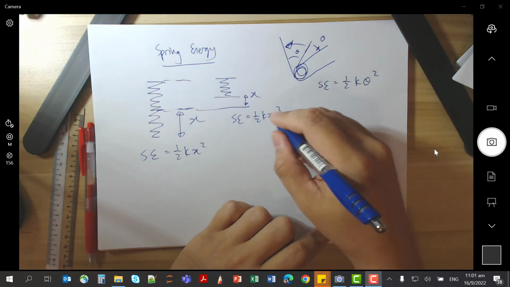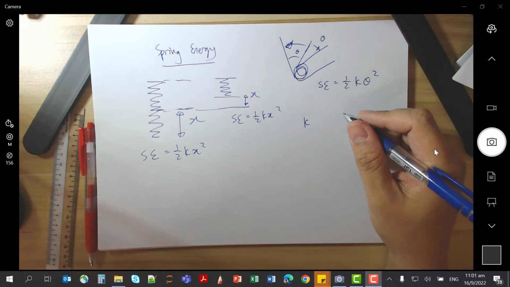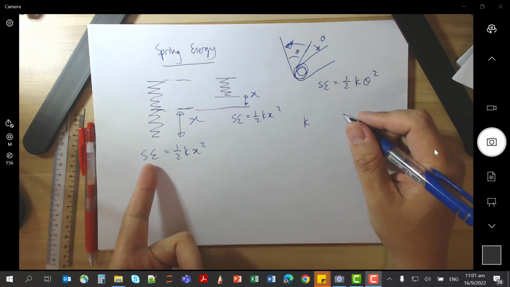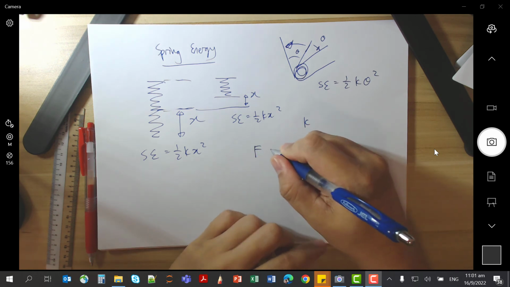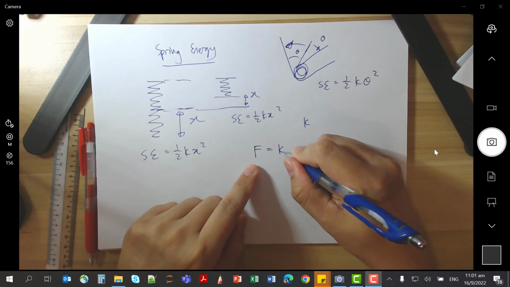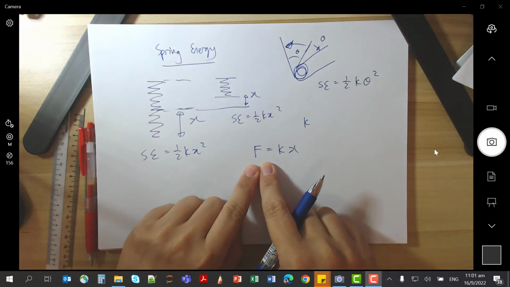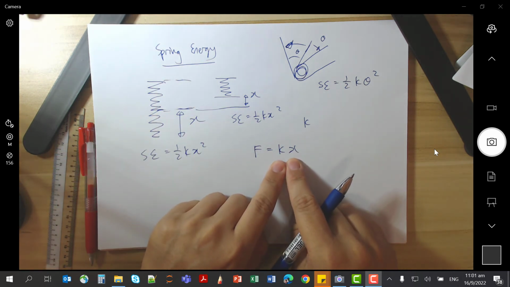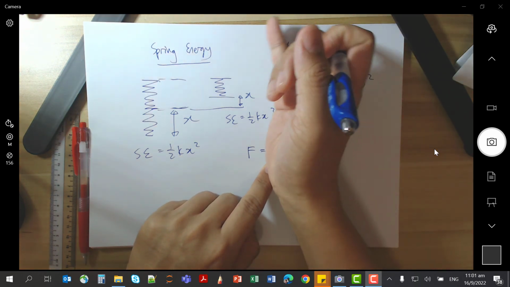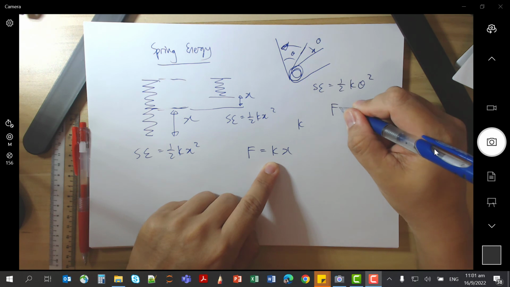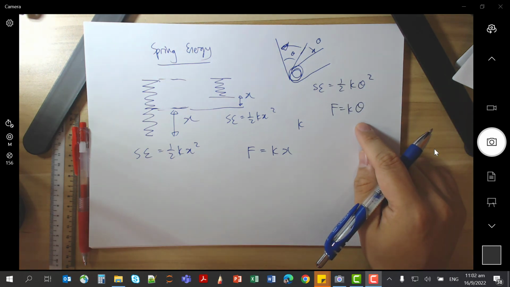So all these k's are the stiffness of the spring. The higher the stiffness, the more energy it will have. But it also means that the more force you need to pull it, because if I want to pull this by x, the spring force required will be kx. If I want to turn this spring by theta, the spring force required will be k theta. So take note of that.